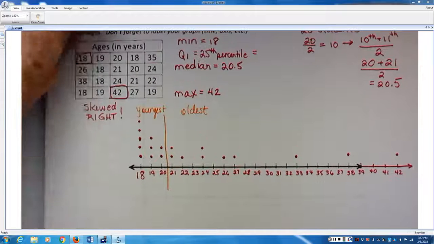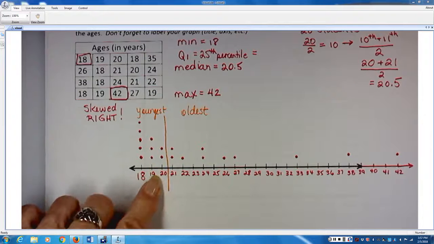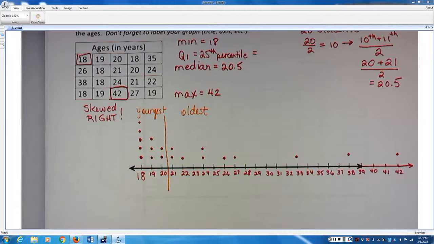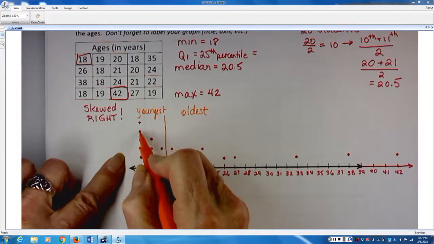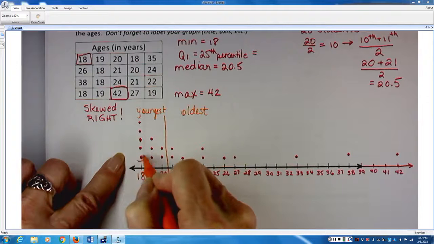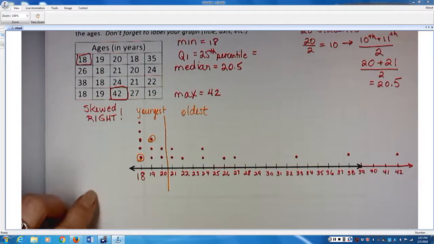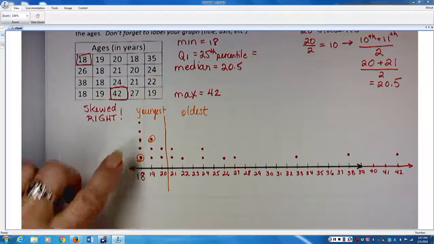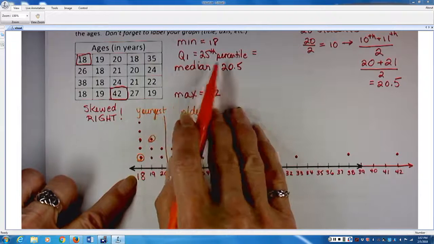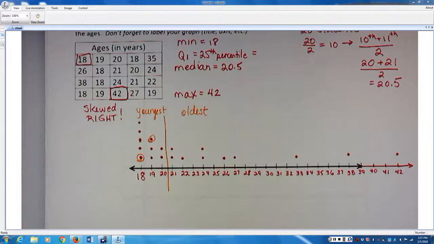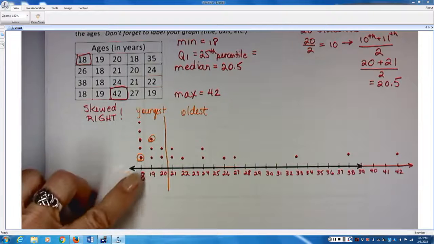The middle of my younger group would be, let's see, the 10th student. If I take 10 divided by 2, I get 5, so it's between the 5th and the 6th student. So here's 1, 2, 3, 4, 5, and then the 6th student is 19. So that means my first quartile or 25th percentile, the middle of my bottom half, is 18.5.